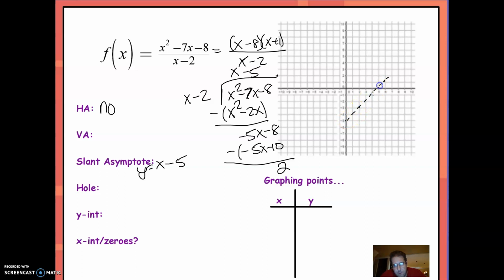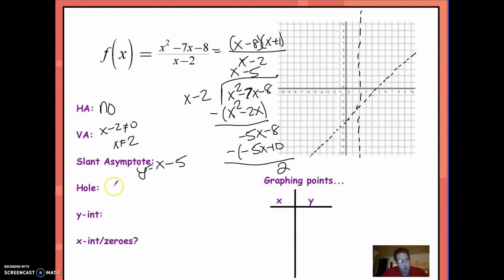And then obviously it's going to go the opposite direction as well. Our vertical asymptote, so that would be what can the denominator not be? So that would be x minus 2 cannot be 0, so x can't be 2. So there's our vertical asymptote.